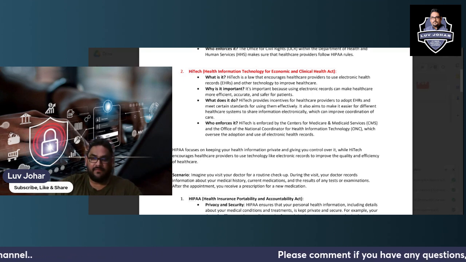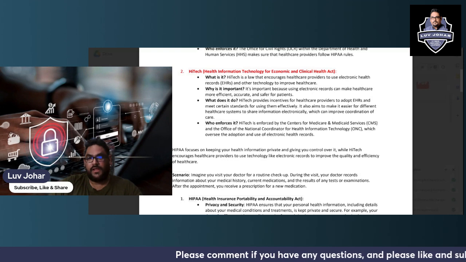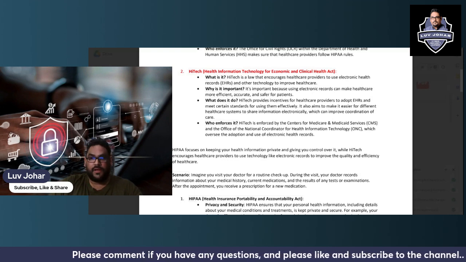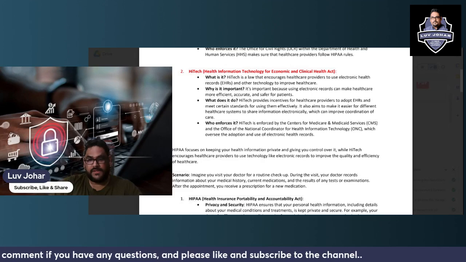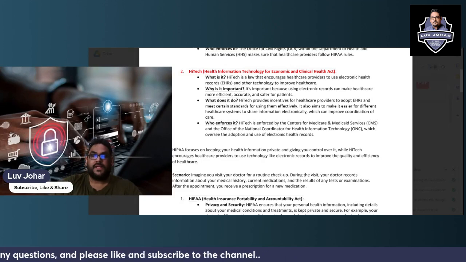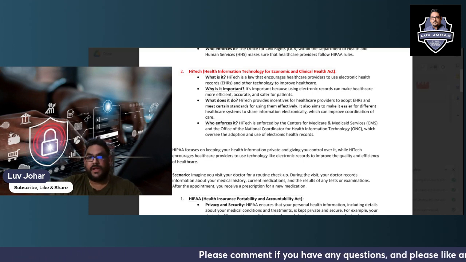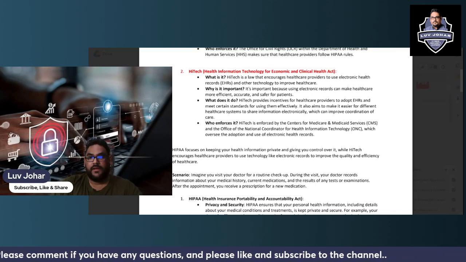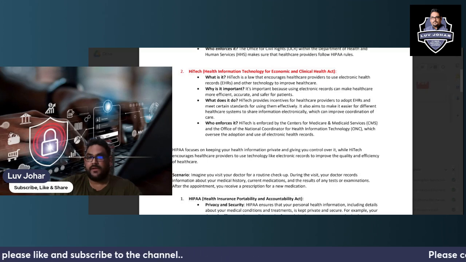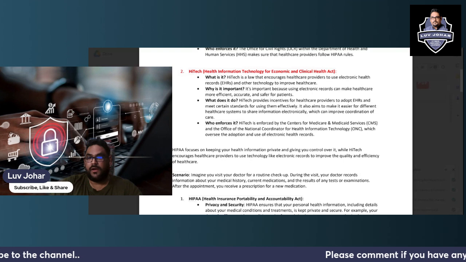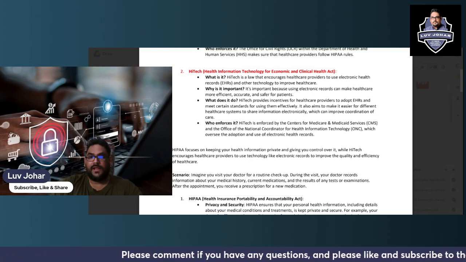So the reason why it actually wants to emphasize all the healthcare providers to start using electronic records is because of the sharing of information, which can become very easy between different organizations, between different healthcare hospitals, or different healthcare providers, insurance companies, etc. So in order to make sure that there is efficient sharing of information, you actually have HITECH in place. So HITECH is enforced by Centers for Medicare and Medicaid Services (CMS) and the Office of the National Coordinator for Health Information Technology (ONC), which oversees the adoption and use of electronic health records.